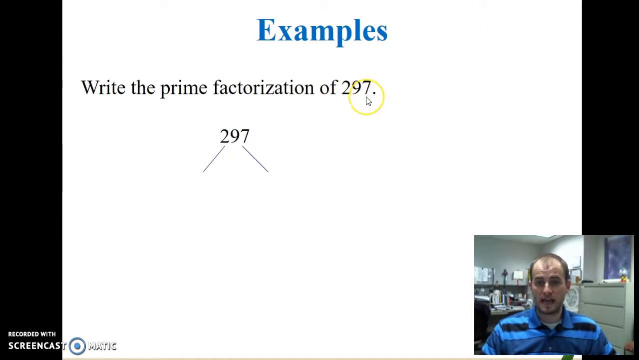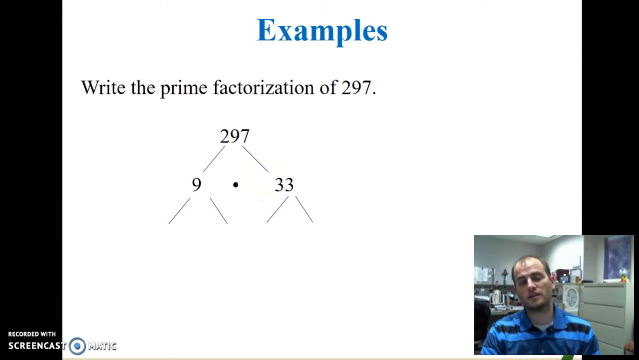So 297 ends in 7, so we know that 2 does not go into it because it's not even. If you add 2 plus 9, you get 11. Plus 7 gives you 18. 3 goes into 18. Therefore, 3 would go into 297. 9 also goes into 18. So therefore, we know 9 would go into 297. So you can use either one.